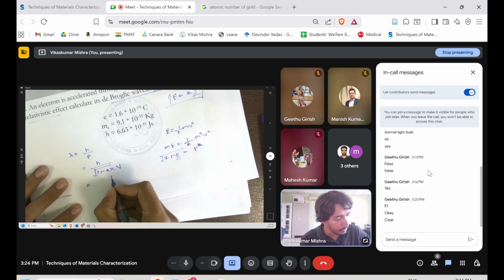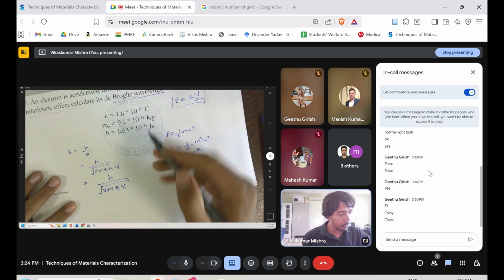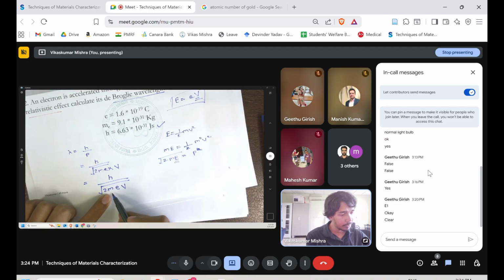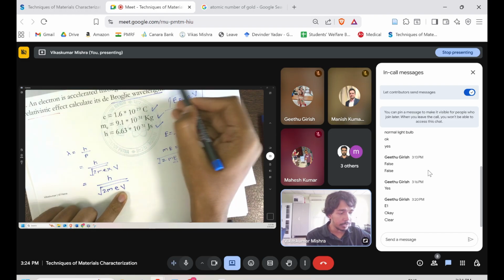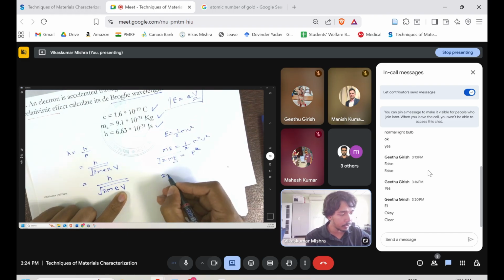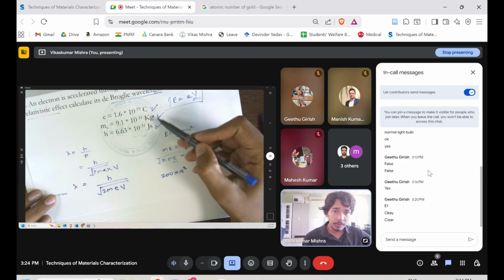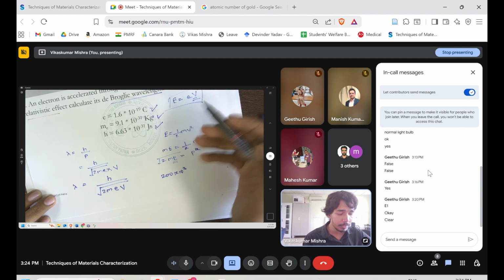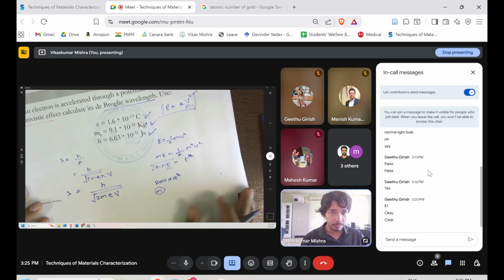It will be given as h divided by root over 2meV. We know all the things: we know h, we know m, we know e. The V is given to us as 200 kV, so we'll put it as 200 multiplied by 10 to the power of 3. Since we are putting all the values in SI units, we will get the wavelength in meters. One can always convert it to nanometers.